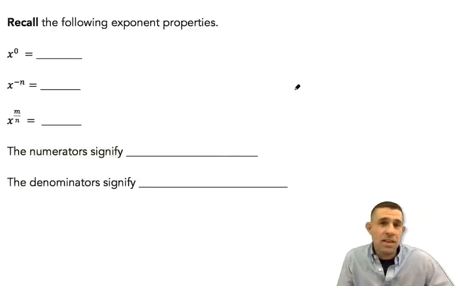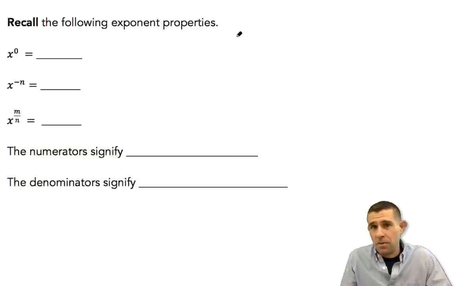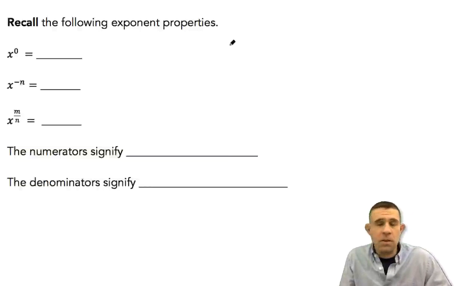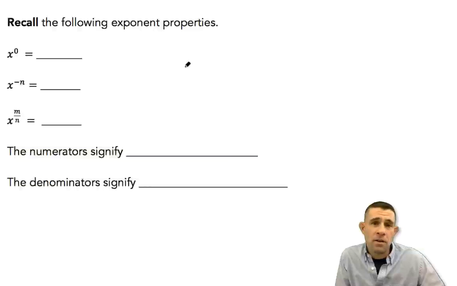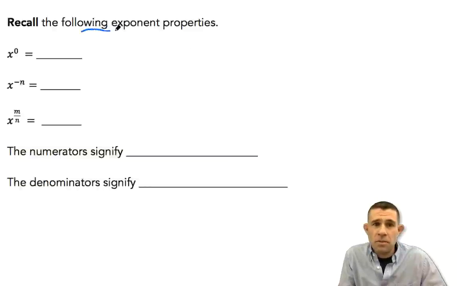Hey guys, today we're taking a look at negative rational exponents. Now remember, yesterday we looked at positive rational exponents, in which we took both a power and a root of the base. Well, today's lesson really is a culmination of everything that we've learned about so far in terms of powers and roots. So before we jump in, let's remember a few of these exponent properties.